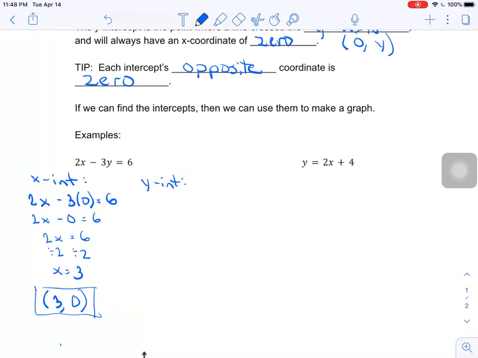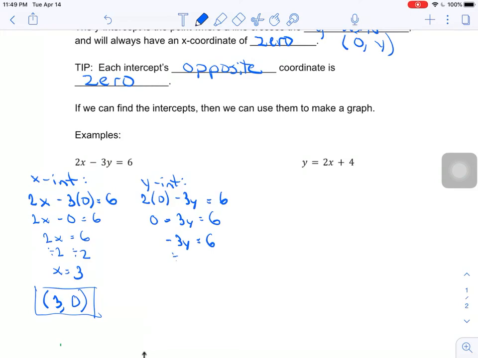Now we need to find the y-intercept. Each intercept's opposite coordinate is 0. So for the y-intercept, the x, or the input, is going to be 0. So I could do the same thing, but with the opposite point. For the y-intercept, I know that x has to be 0. I can go ahead and put a 0 in the x spot of the equation. 2 times 0 is 0. And remember, this is the same as 0 plus negative 3y. So adding 0 doesn't really change anything.